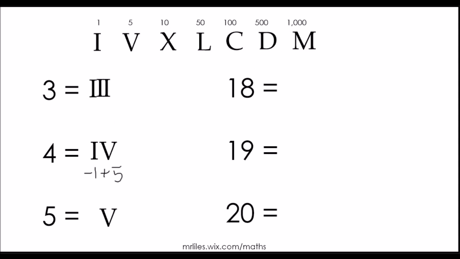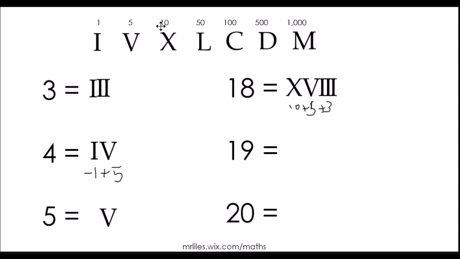Now, let's look at 18. Now, I know that I'm going to need an X for my 10. I can use a V for my 5. That makes 15. And then I need to take 1 for 16, 2 for 17, and 3 for 18. 10 plus 5 plus 3 makes you 18.